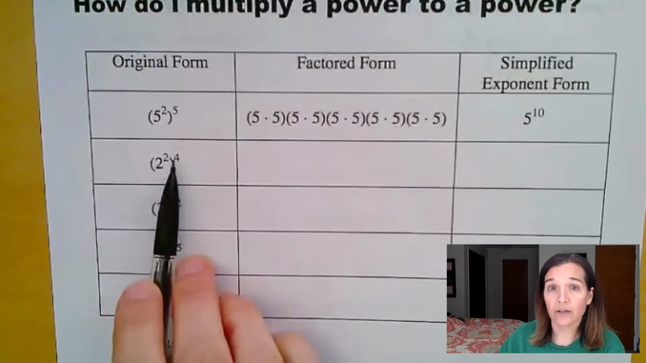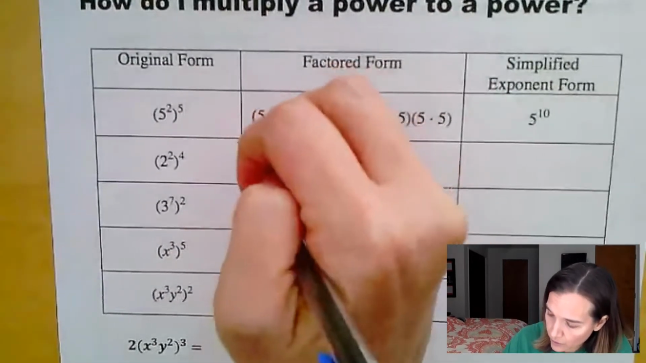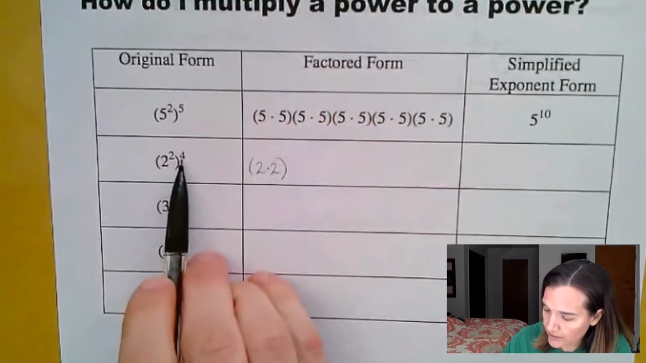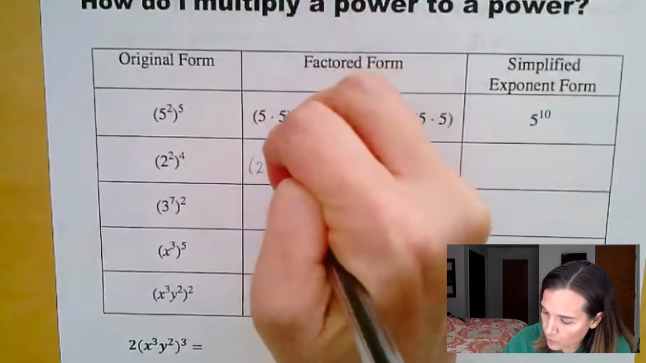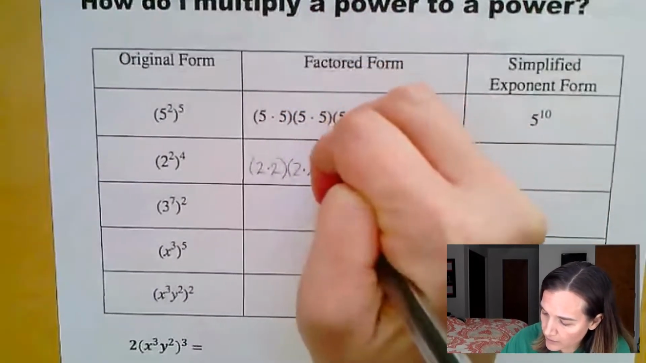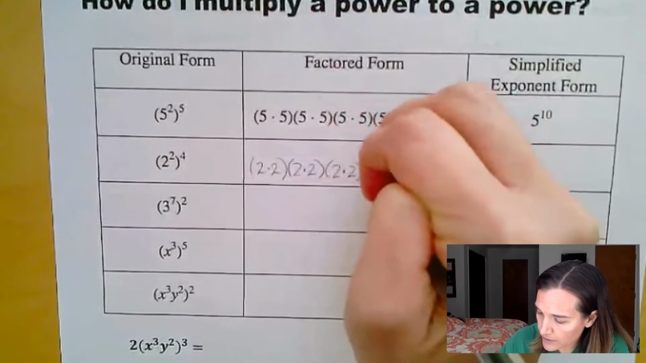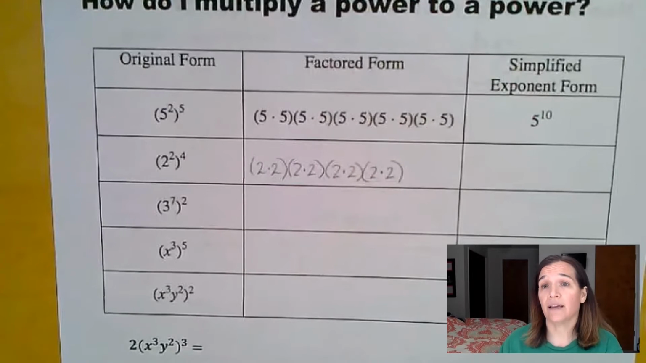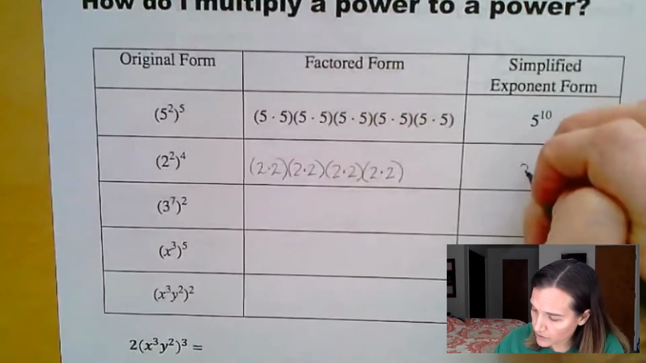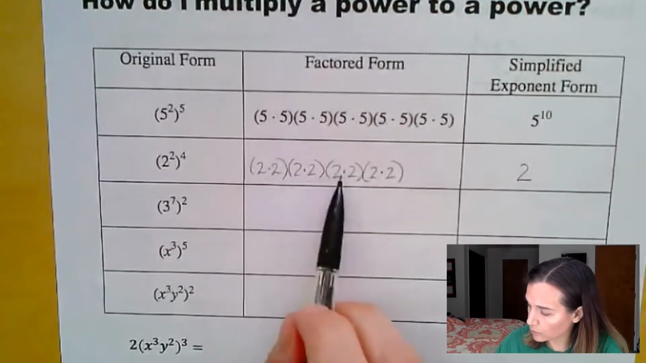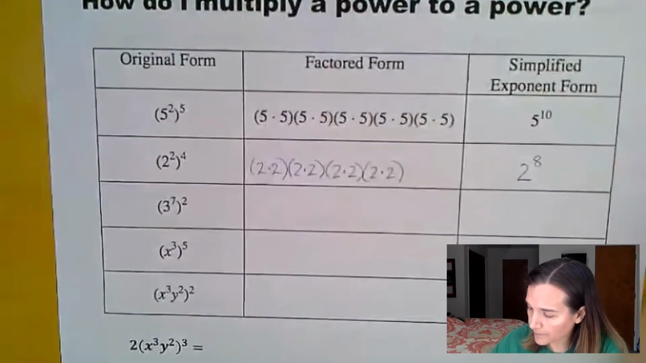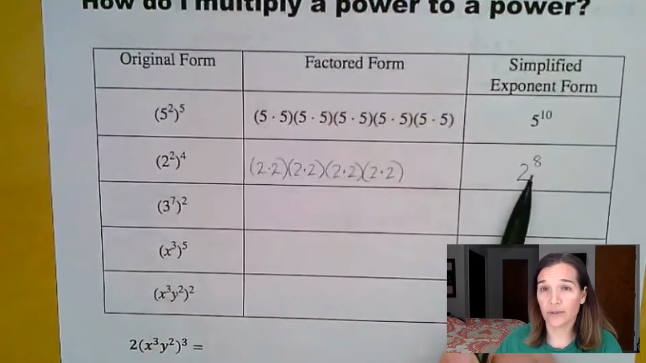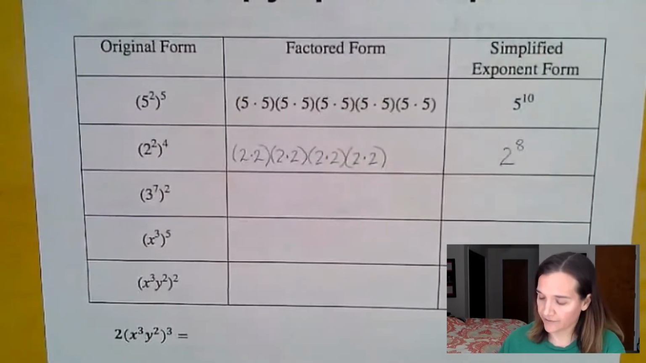So 2 squared all to the 4th power. 2 squared is 2 times 2, but I want to do that times itself 4 times. So here's 1 time, here's 2 times, here's 3 times, and here's 4 times. And so again, if we want to put that back together in simplified exponent form, this is really 2 to the 2, 4, 6, 8, 8th power. And some of you might notice the numbers we have and the answer we got and can see that rule now. If not, here we are.